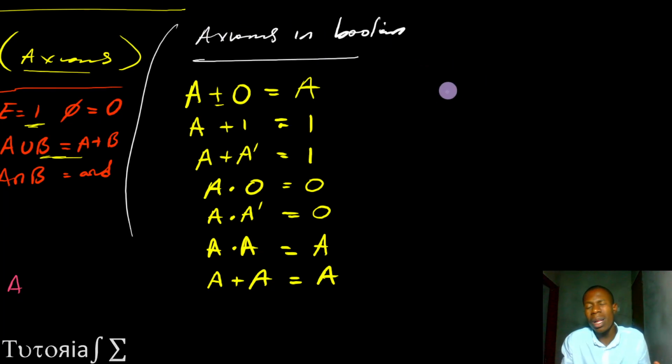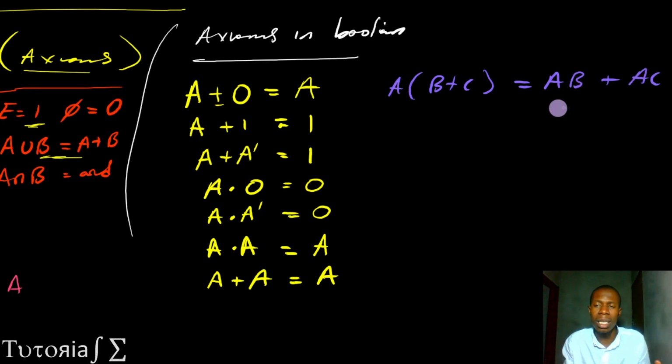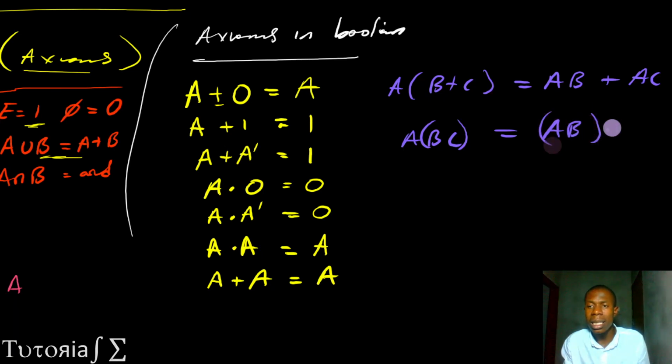Then Boolean algebra also has some axioms, or let's say distributive properties. That is, when you have A, then you have B plus C. So this can be written as AB plus AC. This is some simple distribution. The same applies to the commutativeness. So if you have A, B, C, this can be written as A, B, then C outside like that. This information is very important because we'll be using it to simplify Boolean expressions.